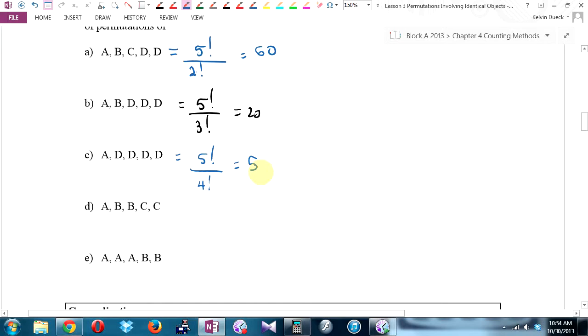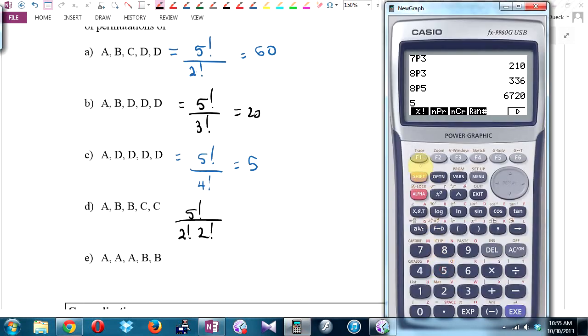Ooh, Mr. Dueck, what happens if you have more than one letter repeating, like in D? Well, how many letters grand total? How many B's? How many C's? Is there more than one factorial, more than one number in the bottom? You better put brackets around the entire bottom. So if you're typing that up, it's going to be 5 factorial divided by open bracket, 2 factorial, close bracket. Oh, I get an error. I got to put a times between them, do I? Okay. Times.